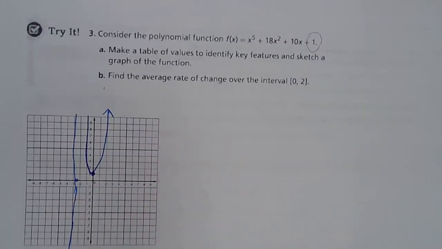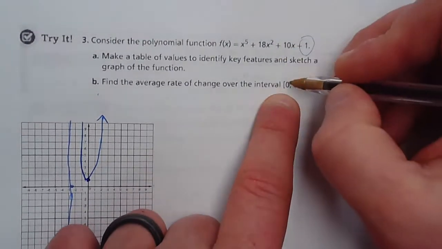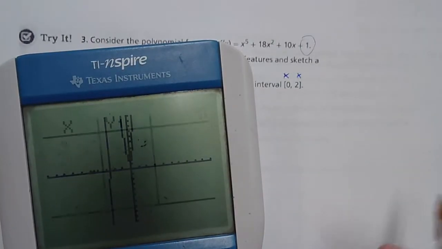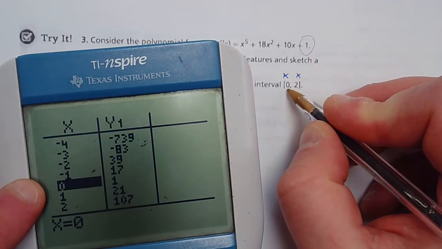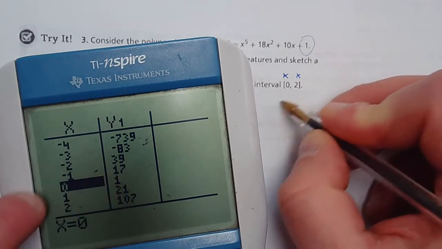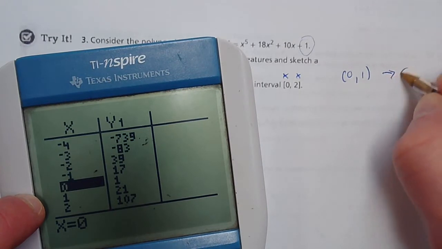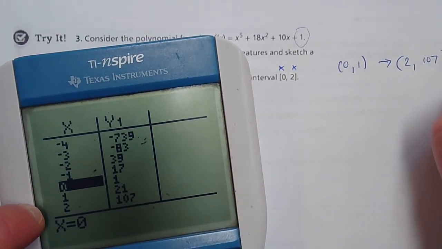Then it says find the average rate of change over this interval. So I tend to give you the interval. Remember, these are the x values. So saying from when x is 0 to when x is 2. So really easy, we can use the table to find those corresponding y values. So when x is 0, it's at a height of 1. So let's write these as coordinates. So 0, 1, basically 2 to 107, which is a very large number.